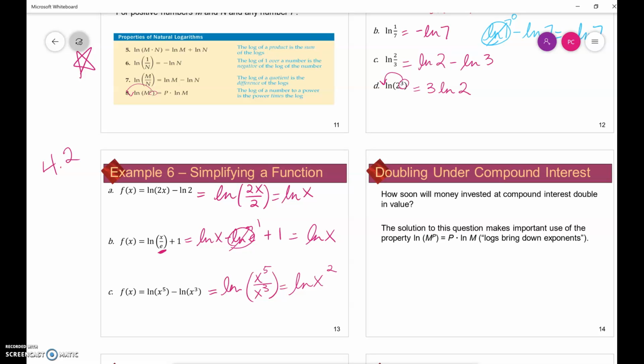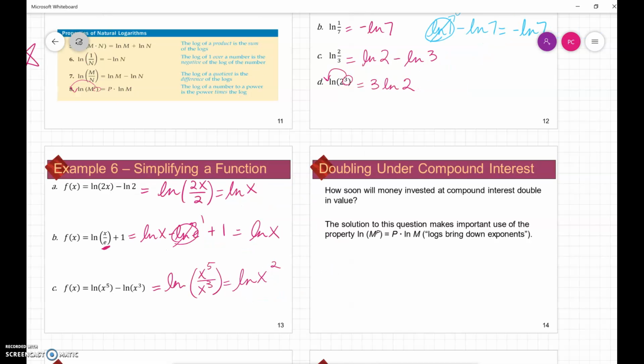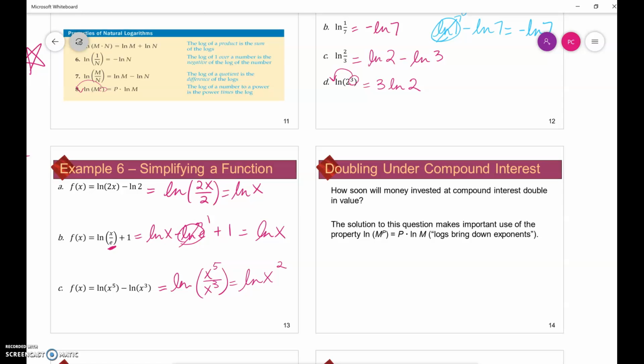All right, so now let's talk about how else we can use logarithms. If we're doubling under compound interest, how soon will money invested at compound interest double in value? The solution to this question makes important use of the property ln m to the p equals p ln m. So in other words, logs bring down that exponent, okay?